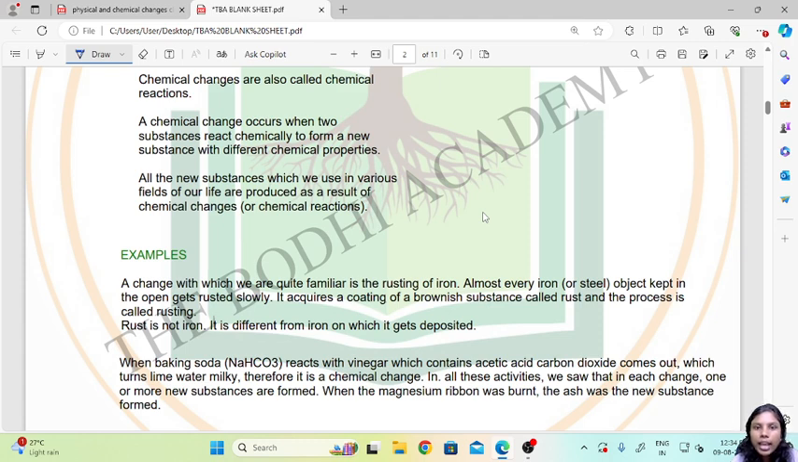Here the iron and the rust was being formed. The rust was the new substance that is formed with different chemical properties. It won't have the same chemical properties as that of iron. All the new substances which we use in various fields of our lives are produced as a result of chemical changes. So most of the things that we use are due to the chemical changes or chemical reactions that occur.